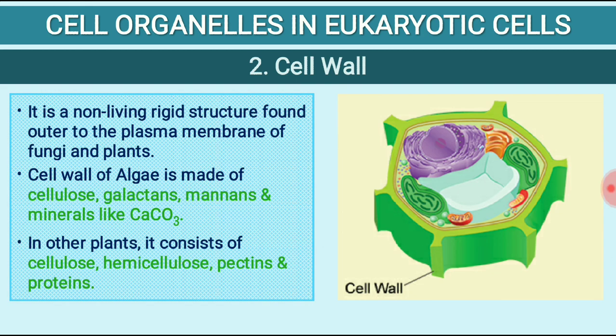Algae have cell wall made of cellulose, galactans, mannans and minerals like calcium carbonate, while in other plants it consists of cellulose, hemicellulose, pectins and proteins. The cell wall of a young plant cell, the primary wall, is capable of growth, which gradually diminishes as the cell matures, and the secondary wall is formed on the inner, towards membrane, side of the cell. The middle lamella is a layer mainly of calcium pectate which holds or glues the different neighboring cells together. The cell wall and middle lamellae may be traversed by plasmodesmata which connect the cytoplasm of neighboring cells.